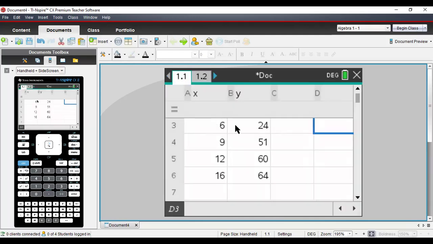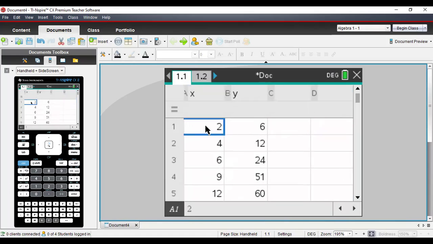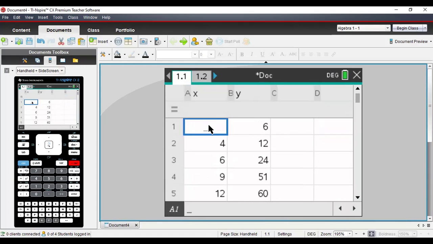When they do average rate of change, they only want you to use 2 points from the table. Even though there are 1, 2, 3, 4, 5, 6 points, they only want you to use 2. So that's what you have to do. So I'm going to go in and delete the ones that we don't need.